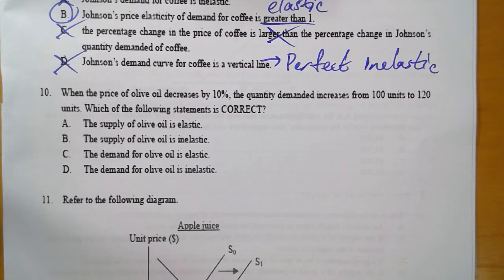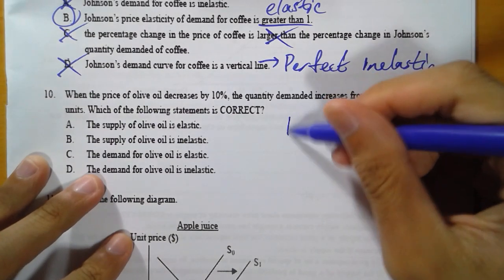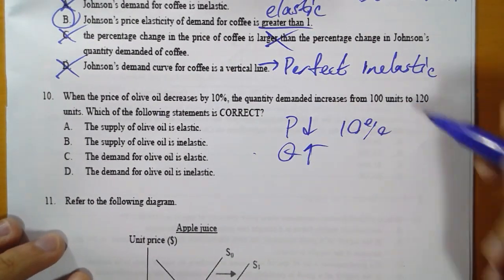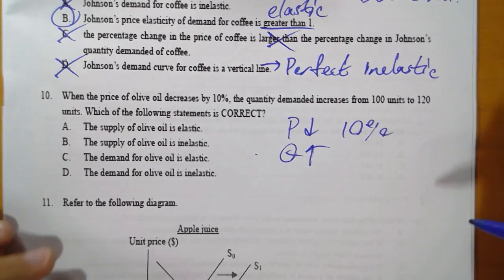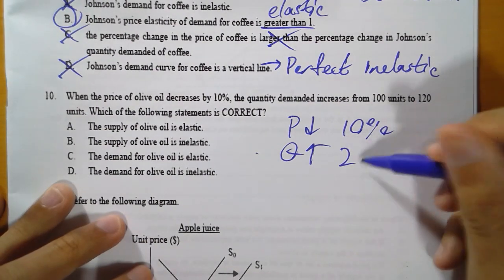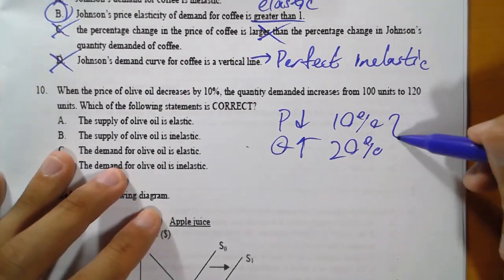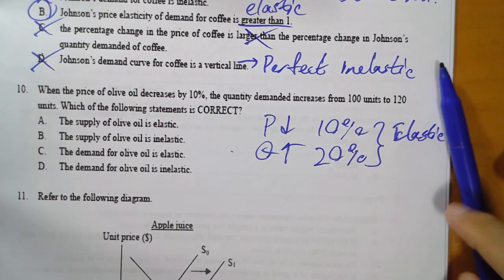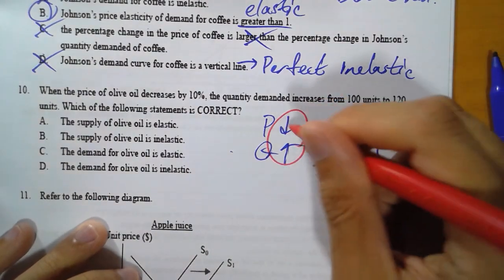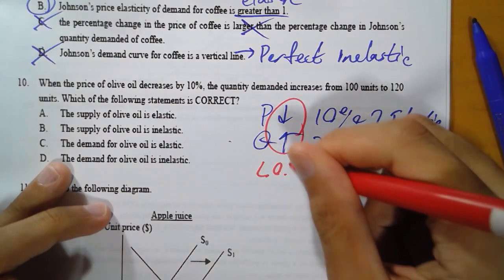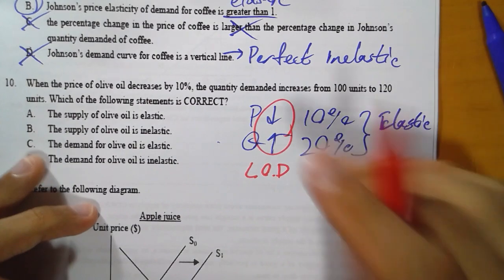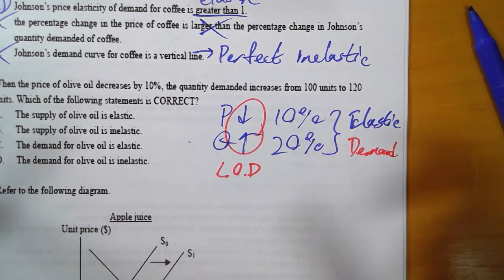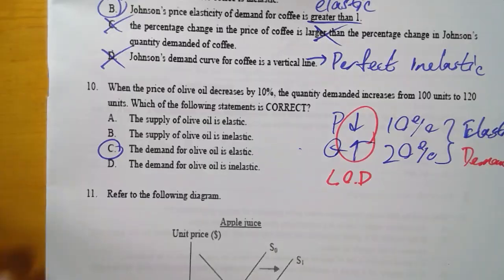Okay, number 10. When the price of olive oil decreases, P decreased by 10%. Q increases from 100 to 120, 20%. Now, first of all, since Q is moving faster, we know this is elastic. But elastic what? Think about it. Decrease, increase. This one follows the law of demand, because opposite direction, different direction. So here, demand is elastic. C is the answer that we want.